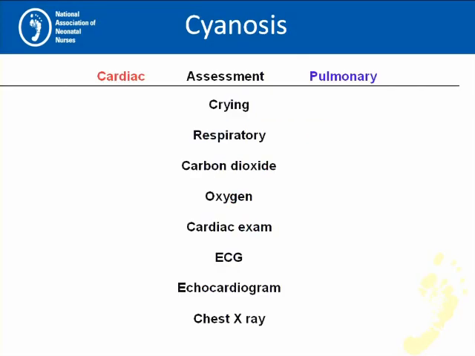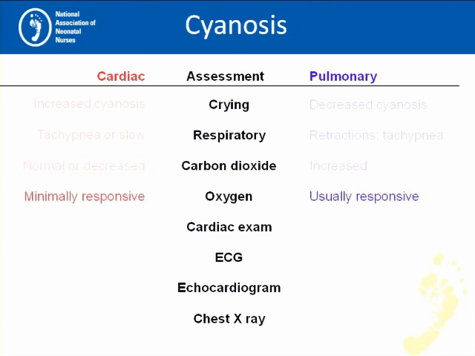Crying. Cardiac etiologies will have increased cyanosis. Pulmonary etiologies will have decreased cyanosis. Respiratory pattern. Cardiac etiologies may have tachypnea or slow, deep respirations. Pulmonary etiologies may have retractions, grunting, and tachypnea. Carbon dioxide level. Cardiac etiologies have a normal or decreased level of carbon dioxide. Pulmonary etiologies may have an increased level of carbon dioxide.